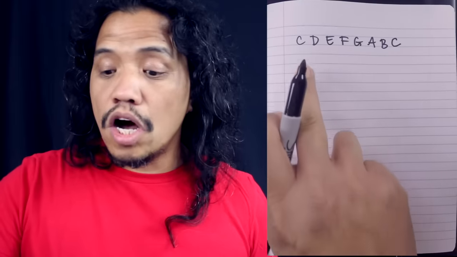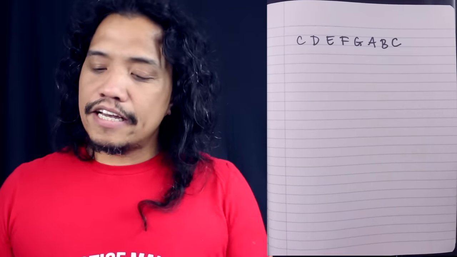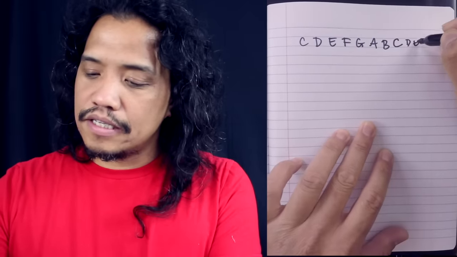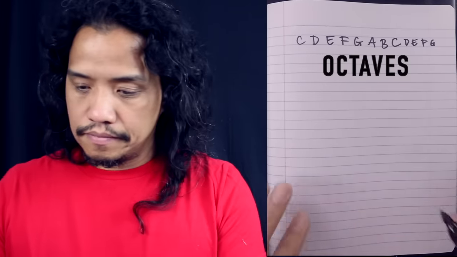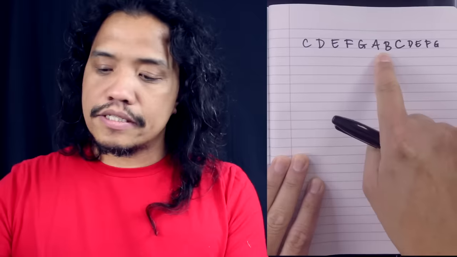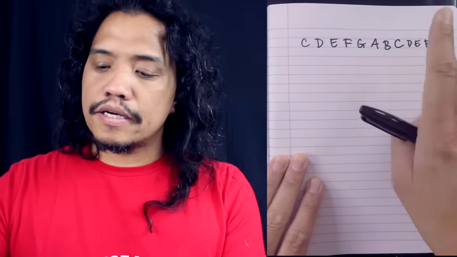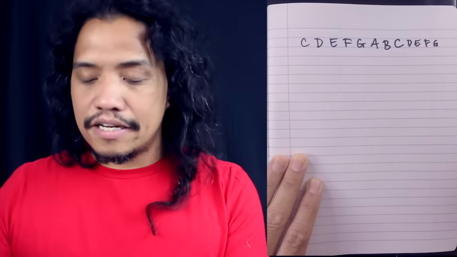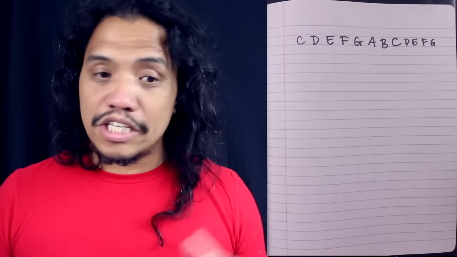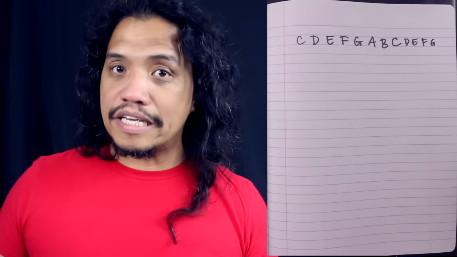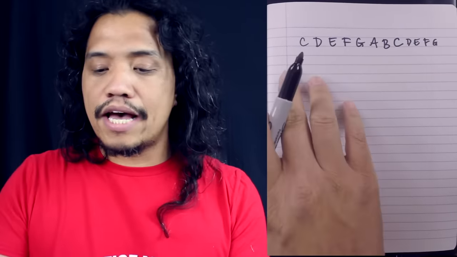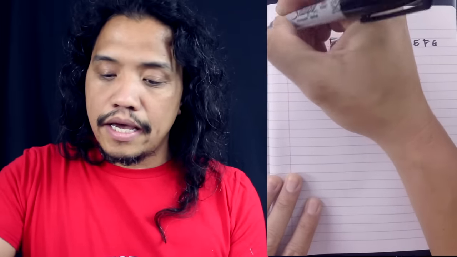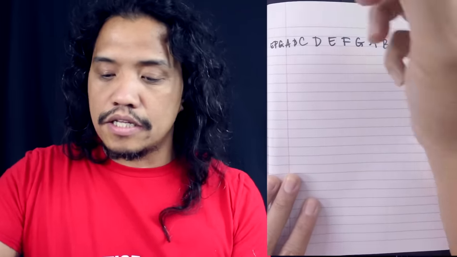Now, once you've gone through all 7 letters, it just repeats in a series. And this repetition is called octaves. Okay. So if you have this series right here, you go to B, then after that will be another C, D, and E, F, G, and so on. And that will continue until you've run out of frets or you've run out of keys to play. And of course, the reverse also applies. So if you have a C here and you have frets or keys left over before that, then that will be a B, an A, a G, an F, an E, and so on and so forth.